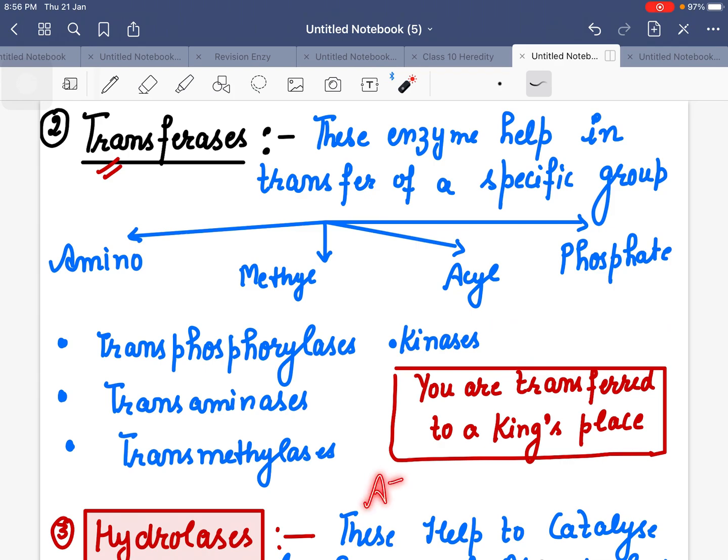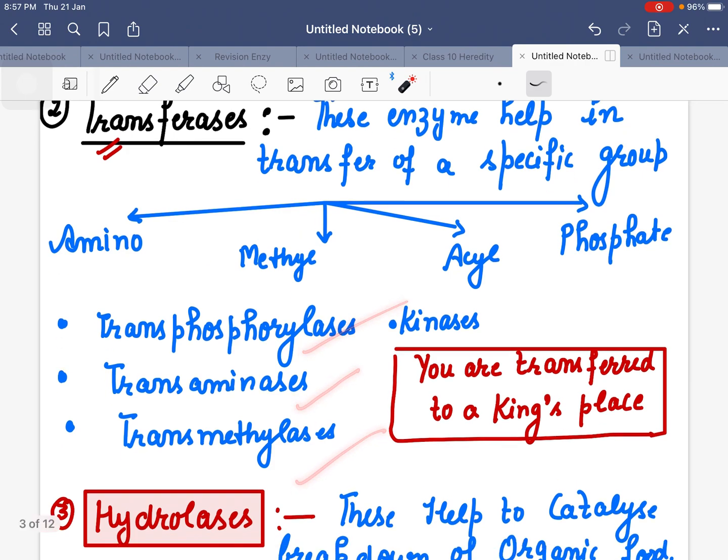When ATP is breaking down, one phosphate is released. So kinases and transphosphorylases are very similar. The only difference is that transphosphorylases do not include ATP breakdown, but kinases mostly include the breakdown of ATP during catalysis of reactions or during the phosphate transfer. So when any group is being transferred, those are the category of transferases. You are adding a methyl group, an amino group, or an acyl group to a substrate. Always remember kinases and transferases, transaminases, methylases, phosphorylases.